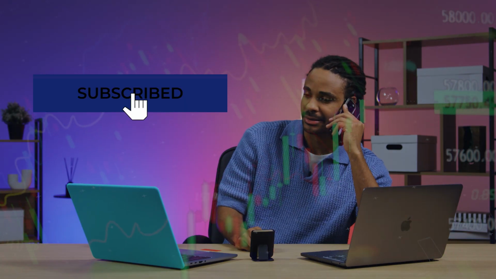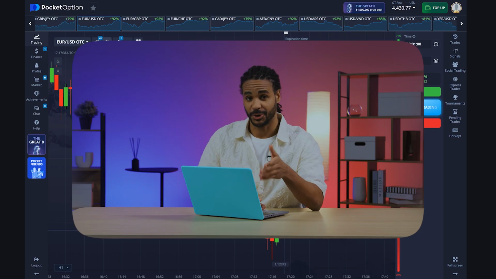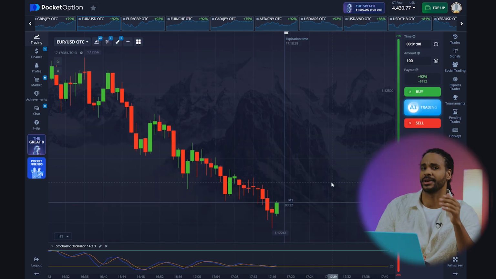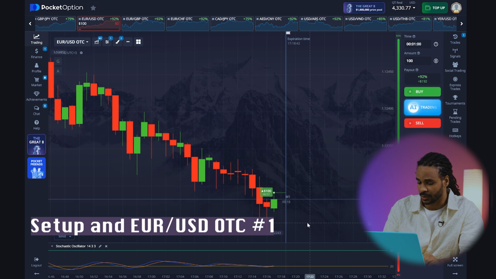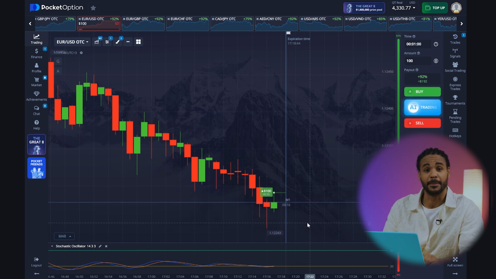Now let's move on to a simple but effective strategy for beginners. Today in our trading session, I'm going to use the Stochastic Oscillator. I add it to the chart. Without waiting for any additional movement, I immediately open a buy trade.